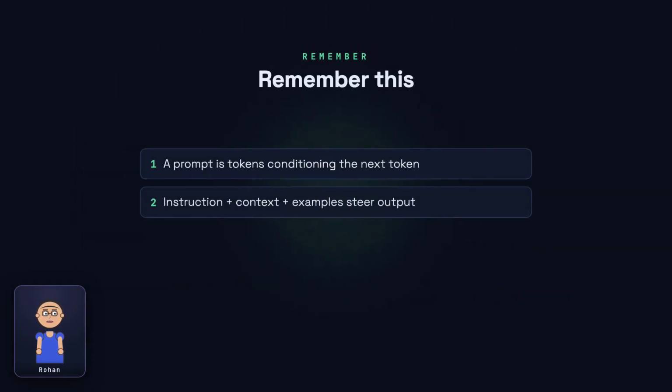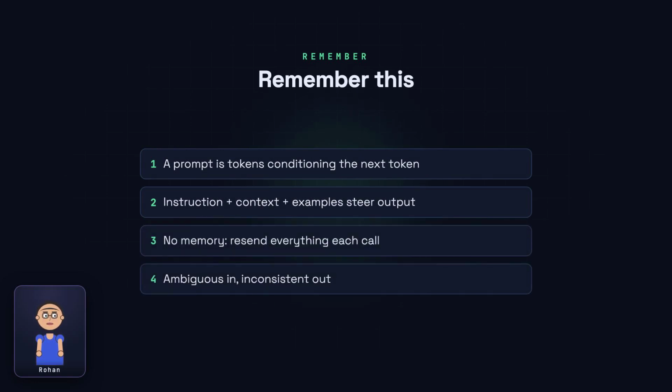So 4 things to carry with you. A prompt is just tokens that condition the next token distribution. Instruction, context, and examples are how you steer it. The model has no memory, so resend everything each call and mind the token cost. And ambiguity in means inconsistency out. Review prompts with those in mind, and you will catch the bugs before they ship.